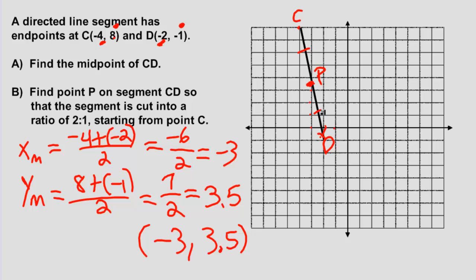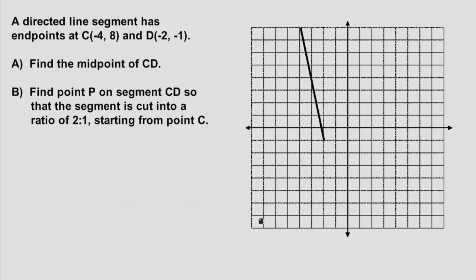Now what we're going to do in part B is a little more complicated. Instead of a 1-to-1 ratio, we're going to be using a 2-to-1 ratio. Let me give you a little bit of background as to how we can do this. The x-coordinate of the partitioning point, much like with the midpoint, is going to come from a fraction where you add things at the top and you divide by something.